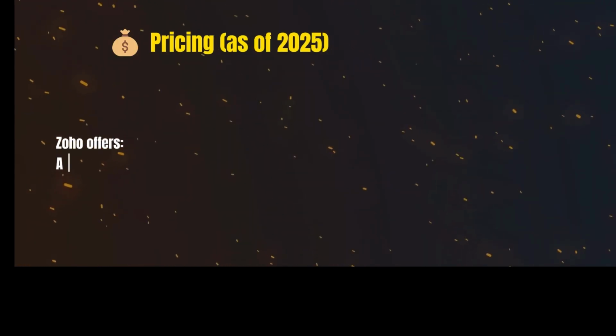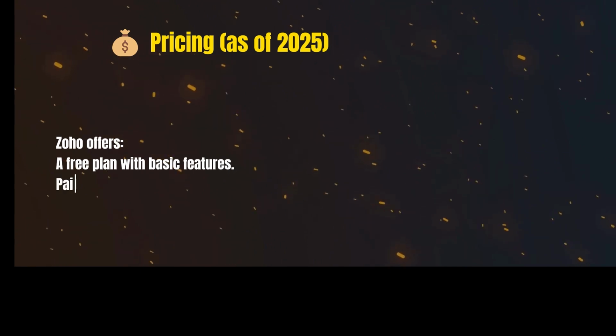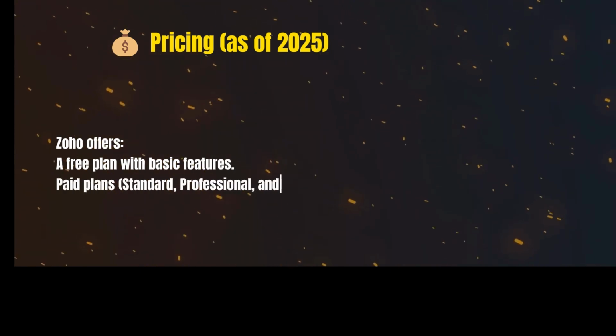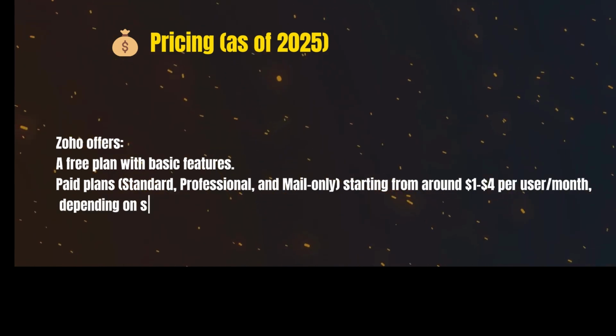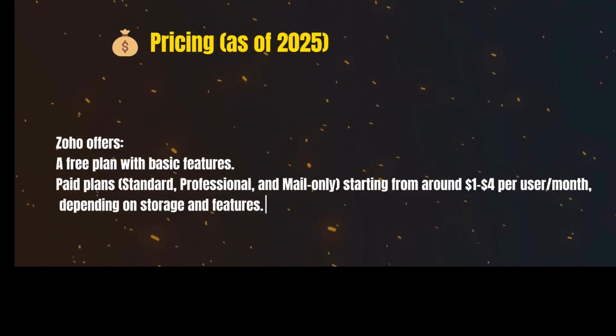Pricing, as of 2025. Zoho offers a free plan with basic features. Paid plans, Standard, Professional, and Mail Only, start from around $1 to $4 per user per month, depending on storage and features.